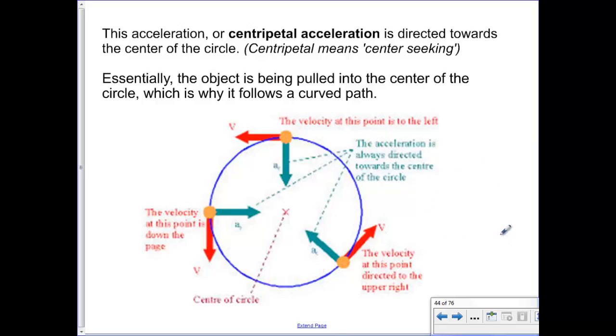Because the speed is the same, that's one thing, but the velocity is changing because the direction is always changing. So if velocity is changing, there must be acceleration. Does that make sense so far? Which way does the acceleration go?